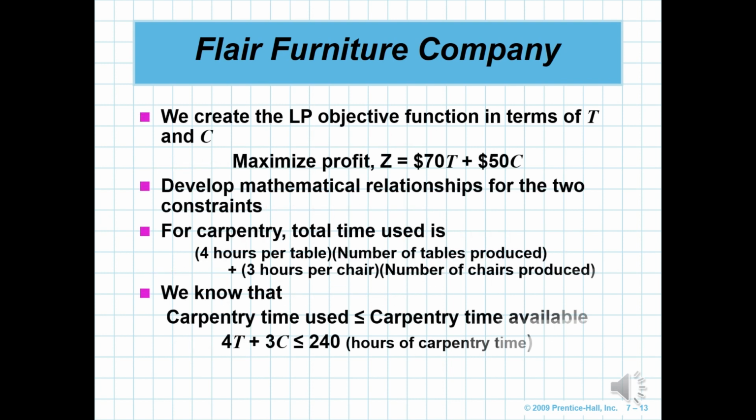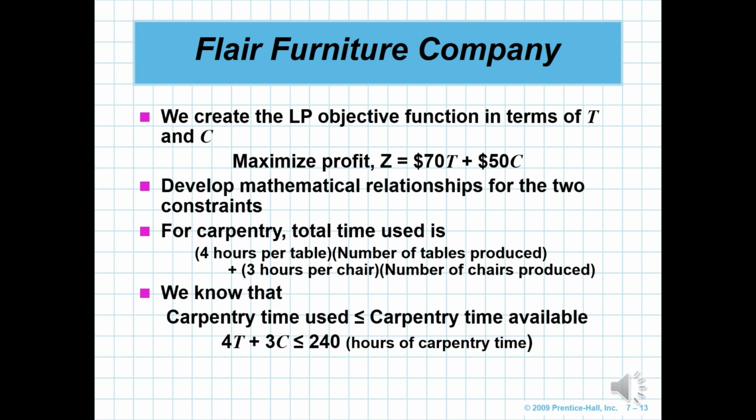So let's build the LP model, which contains the value and the symbol. This is the objective function: maximize profit Z, the symbol Z for the objective function, equal to $70 profit for table and $50 profit for chairs. This is how we write the objective function in an LP model.